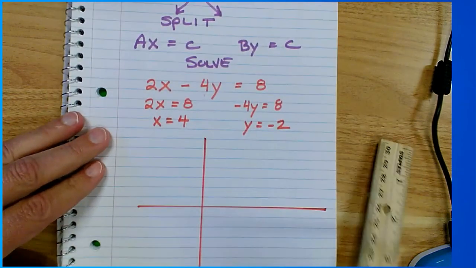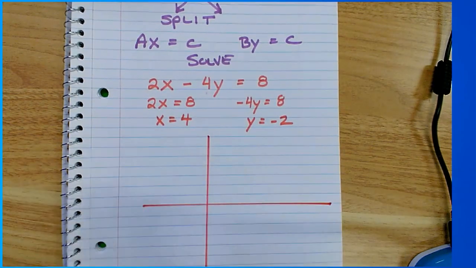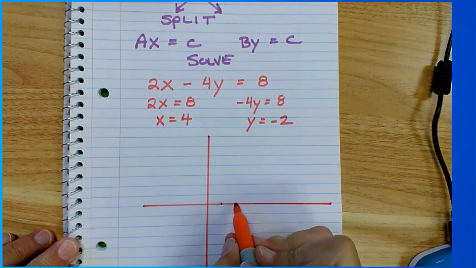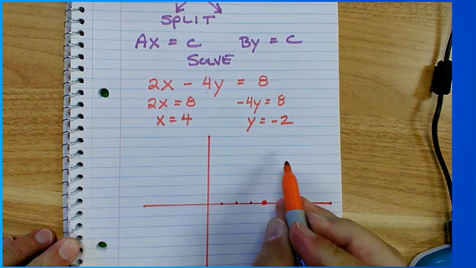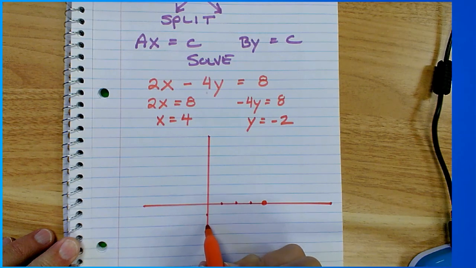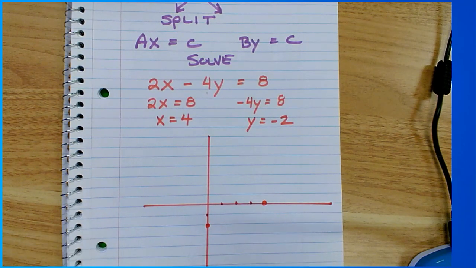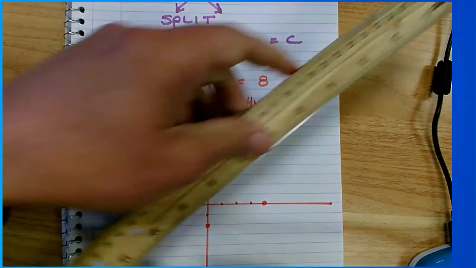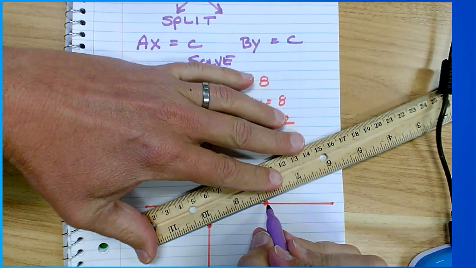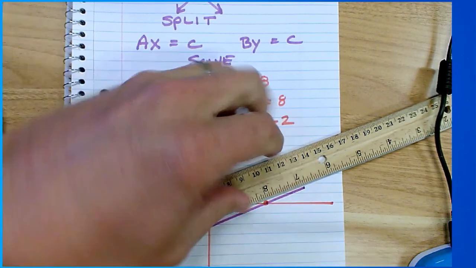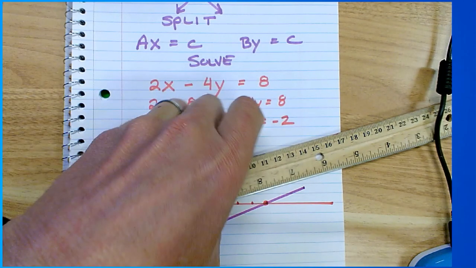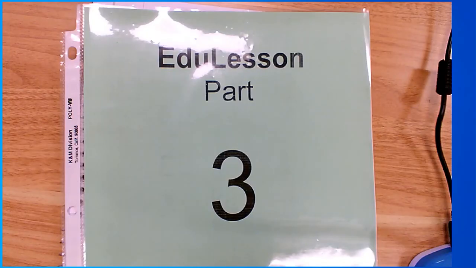So there's my coordinate system, and these are the intercepts. So x equals 4 would be 1, 2, 3, 4. Y equals negative 2, 1, 2. And there is the graph of it. And the magical word is clip, like paper clip. C-L-I-P, clip.